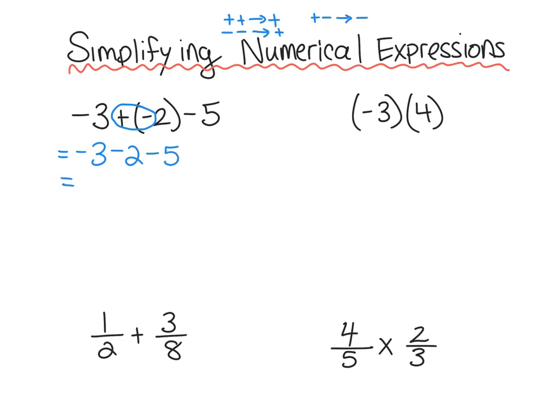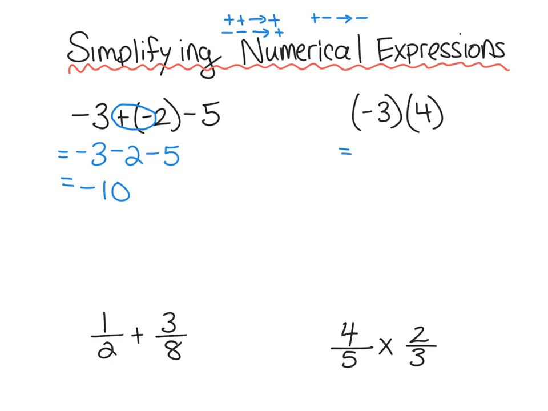So that might be helpful for you. And then we're going to do -3, take away 2, take away 5. So all of those numbers are actually negative. So what we're going to end up with is a really big negative number. So 5, 6, 7, 8, 9, 10. We're going to end up with a -10. So simplifying numerical expressions, it's just adding and subtracting numbers.